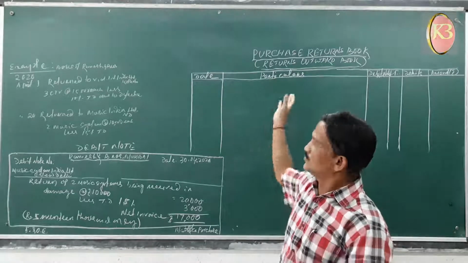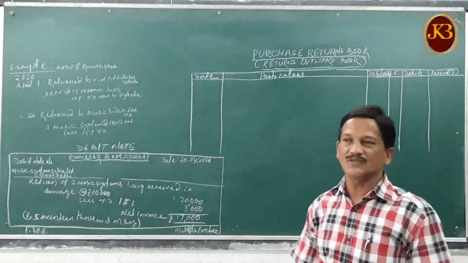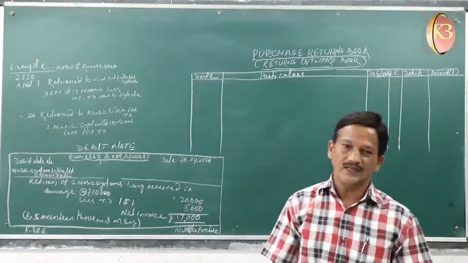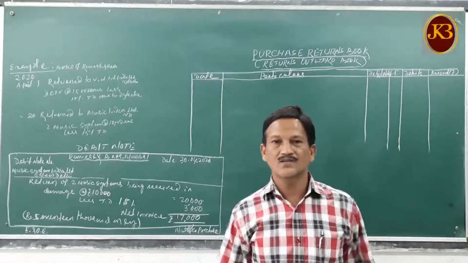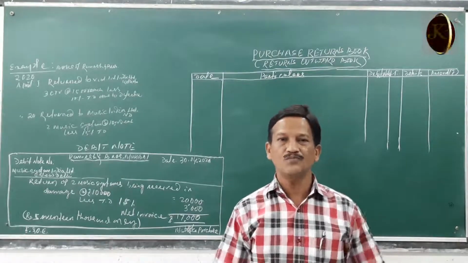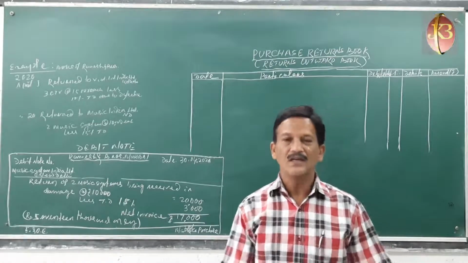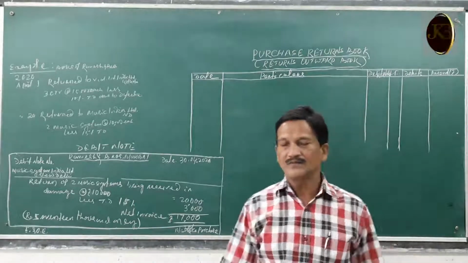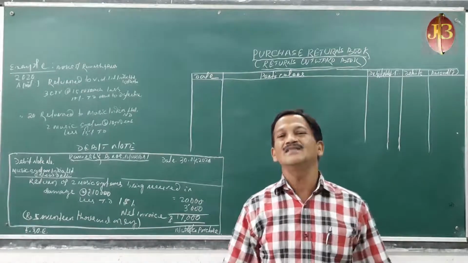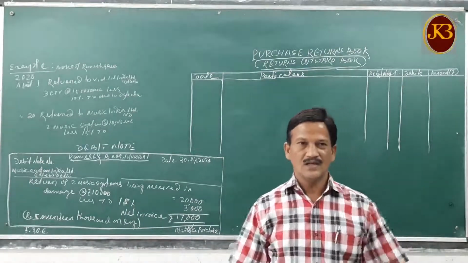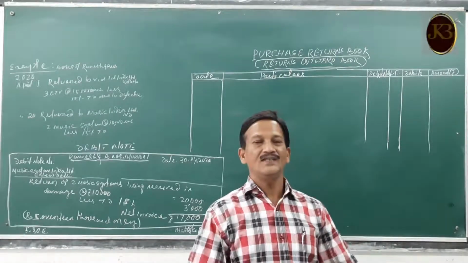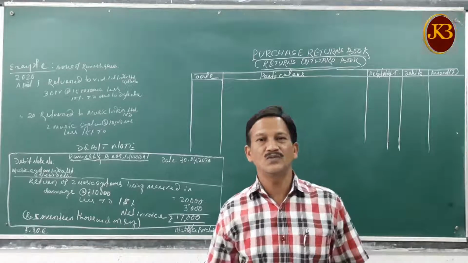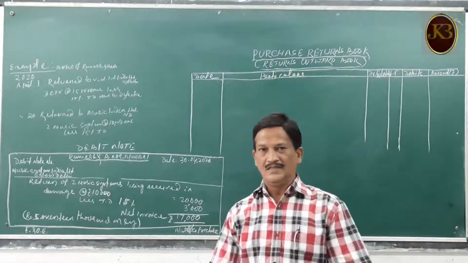Today we are going to discuss the subsidiary book. In the last class we discussed the purchase book and sales book. Today we'll discuss the purchase return book and sales return book, how to prepare them, and at the end we will see the posting to the ledger accounts.